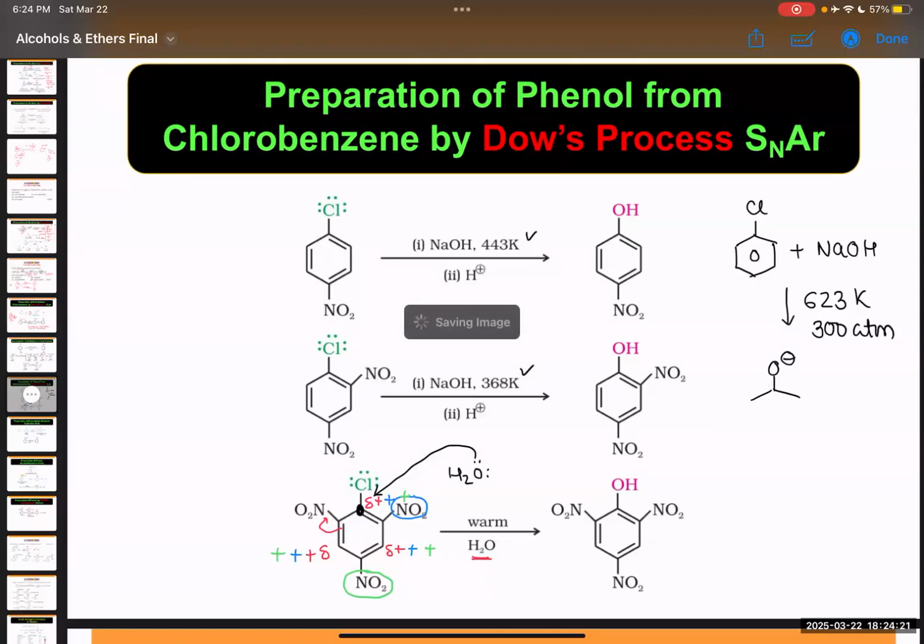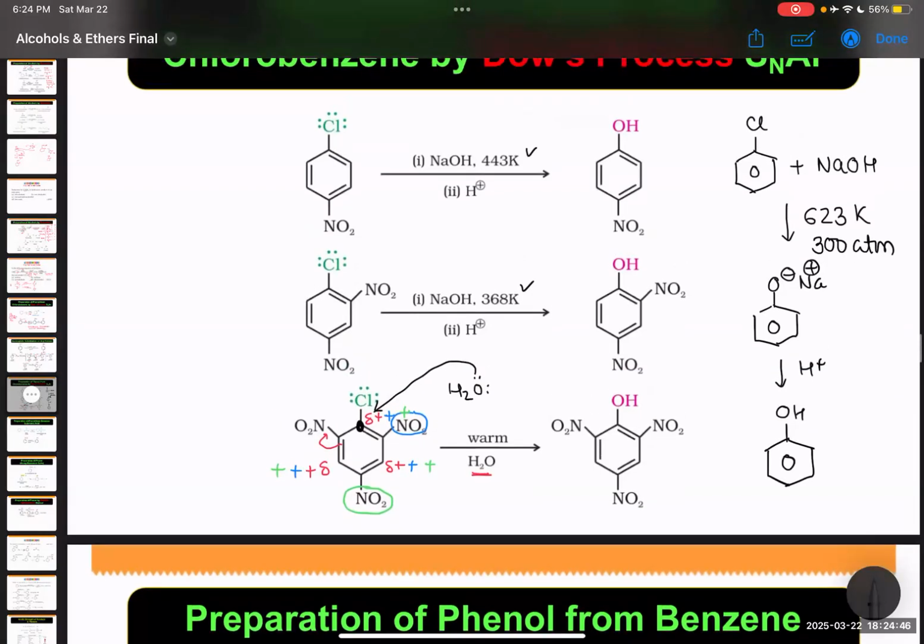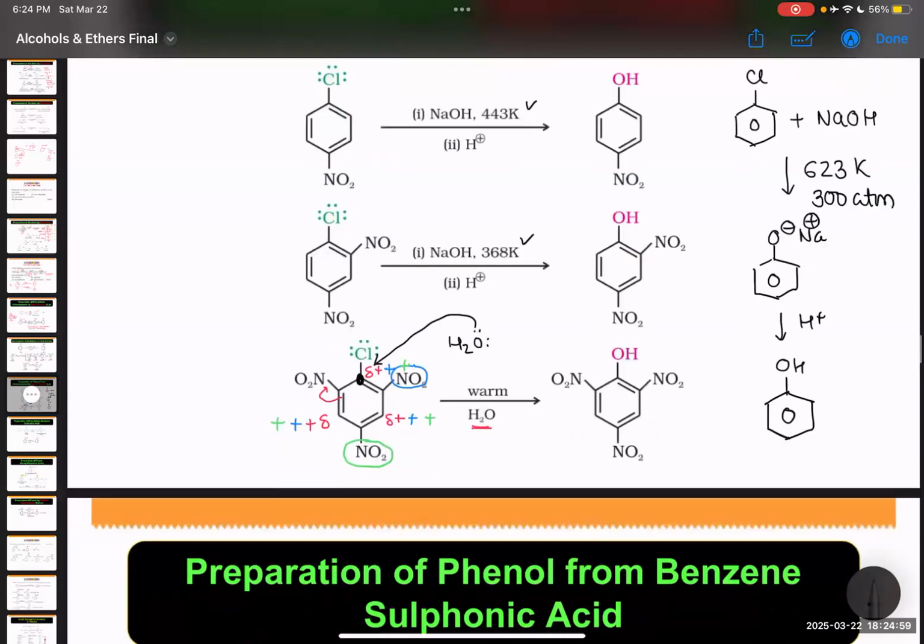Sometimes it is written in 2 steps. Actually, you have a basic medium, so you are not going to get phenol because you get phenoxide ion, and then you react it with water to get OH. This is Dow's process. So this is one way of preparing phenol. But if you have electron withdrawing groups at the ortho and para positions, then the speed of the reaction is going to become more and more, and you will not be requiring high temperature and pressure.